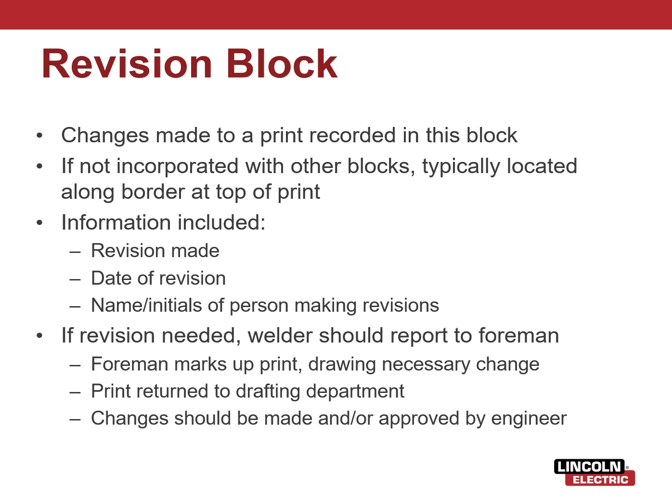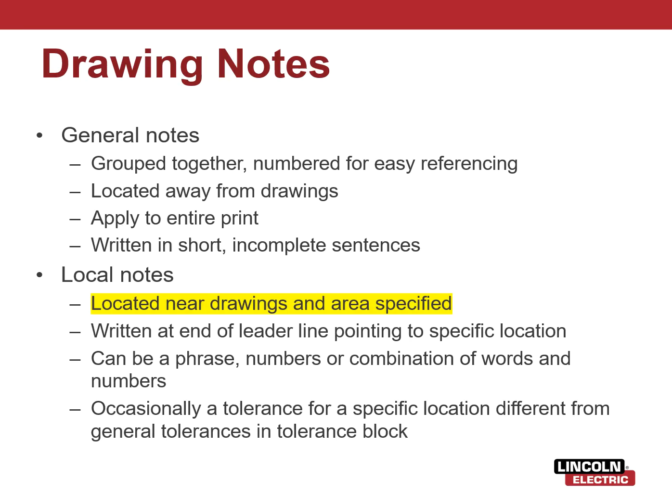So if a revision is needed, say there's some sort of misalignment or something like that, if you're the welder, you should report that to the foreman, and then the foreman would go and mark up the print and draw in the necessary changes, send it back to the drafting department. They would make the changes, and then approved by the engineer, and boom, everybody signs off on it.